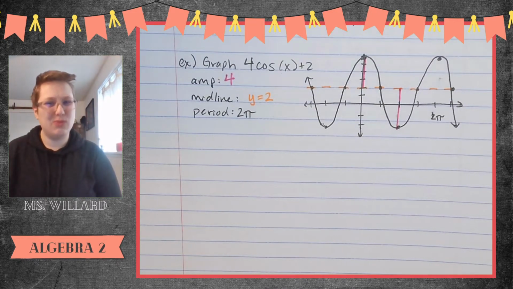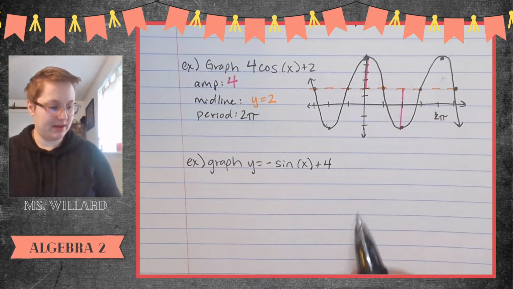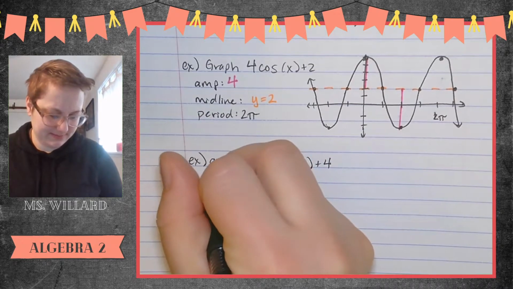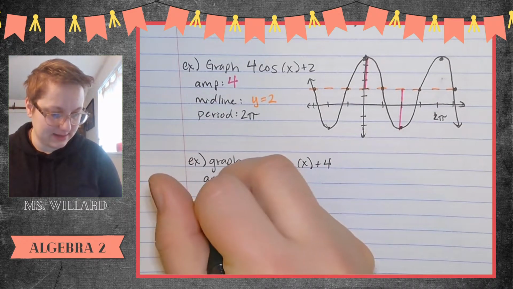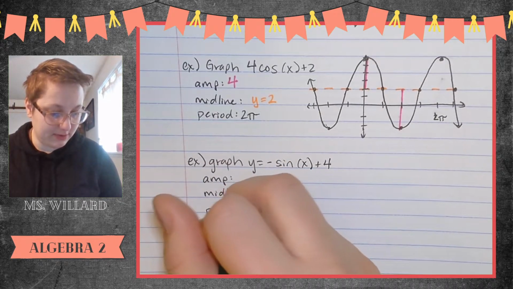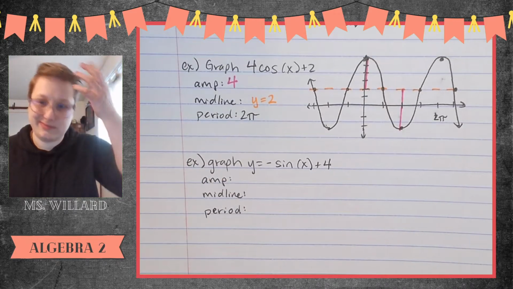Okay, let's do one more. Let's do this one. So this one has a negative in front. What the heck does that mean? The funny thing is that it doesn't actually change anything about this information over here. All it changes is that it's going to flip the graph over like it normally does, like negatives in front have done all trimester, right?